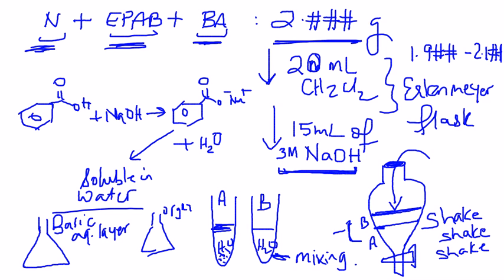Hopefully you can realize that the basic aqueous layer is going to contain the sodium salt of benzoic acid. So benzoic acid is present as sodium benzoate. That's what you have. And the organic layer is going to contain the remainder, so the naphthalene and the EPAB, which did not react with sodium hydroxide. They are now in the organic layer.